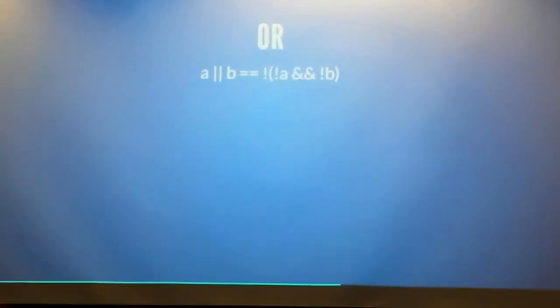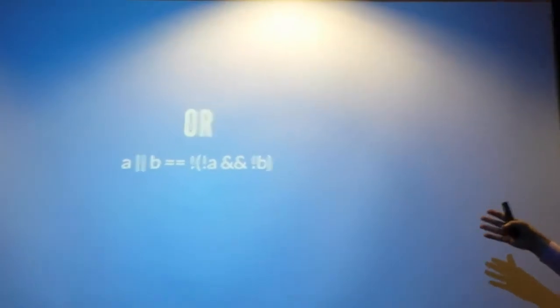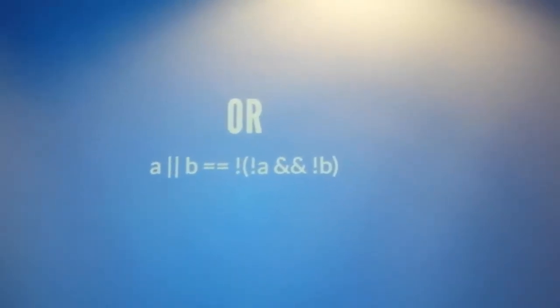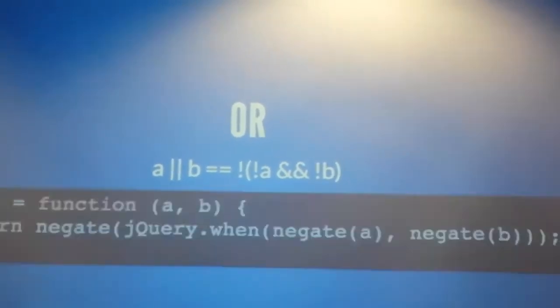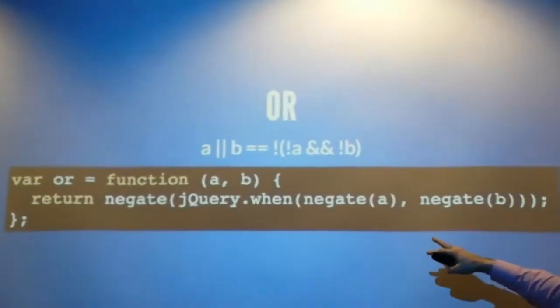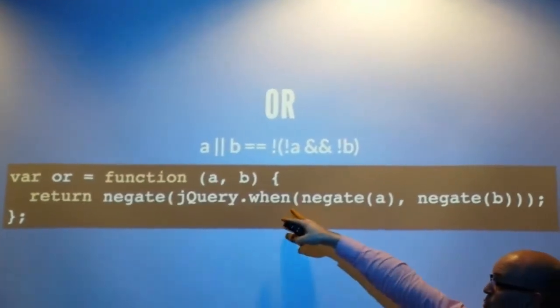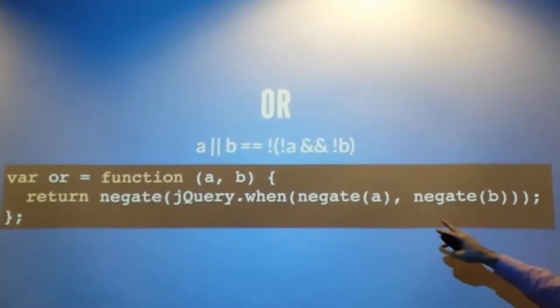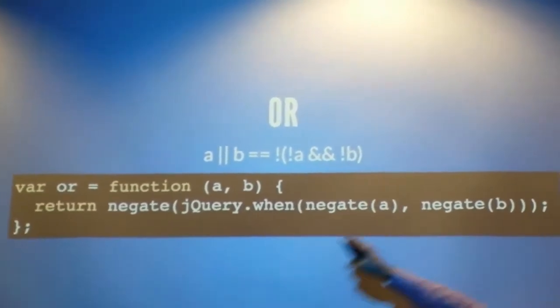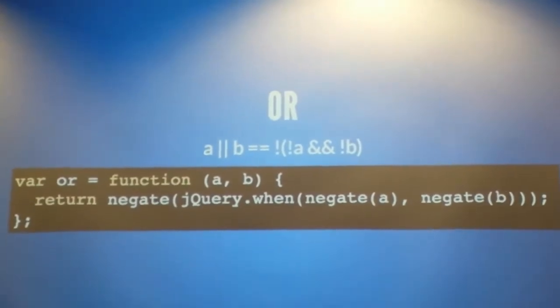Now, or. Every programmer knows that A or B is the same as not (not A and not B), and so hopefully you see where I'm going with that. You can implement or of promises. And so if you want to have A or B, what you do is you negate the when of negate A and negate B, which is the exact equivalent of what I've written there. So the jQuery when is actually an AND of all the promises you pass in as arguments.